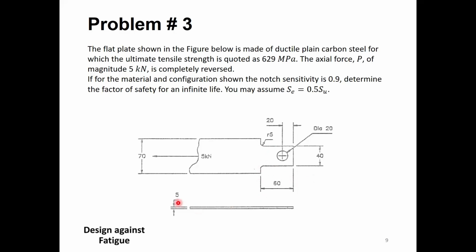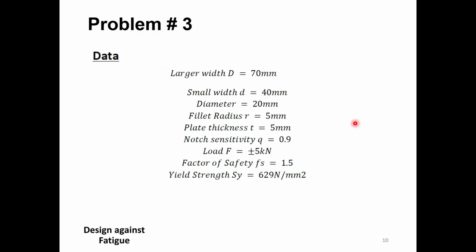The thickness of the plate is given here as 5 mm, and all these dimensions: the smaller width here is 40, the larger width is 70, the radius of the fillet is 5 mm, and the diameter of this hole is 20, and the distance between the edge and the center line of the hole is 20. All these dimensions are required in our case.